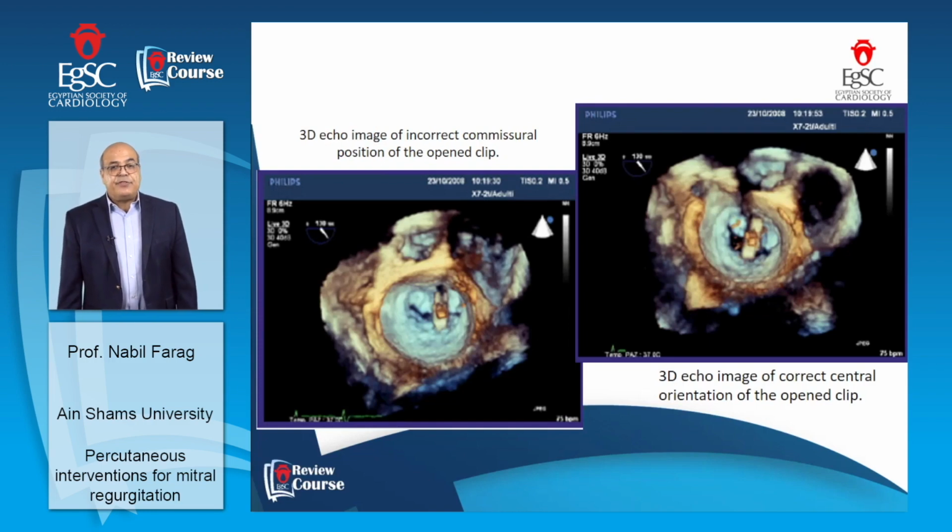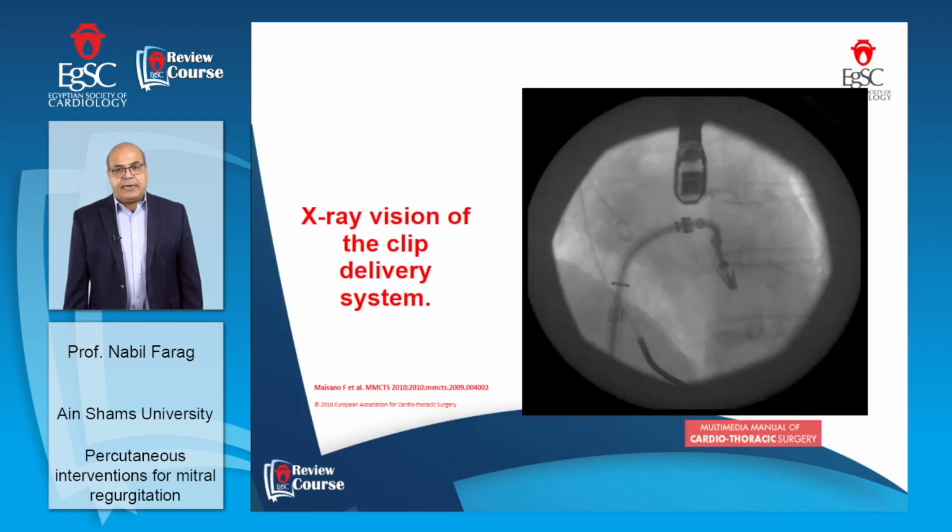And this is the 3D echo image. The first one on the left shows incorrect commissural position of the open clip. It is not central, it is eccentric. So you have to position it in a central position. And the other one on the right is a 3D image of correct central orientation of the open clip.